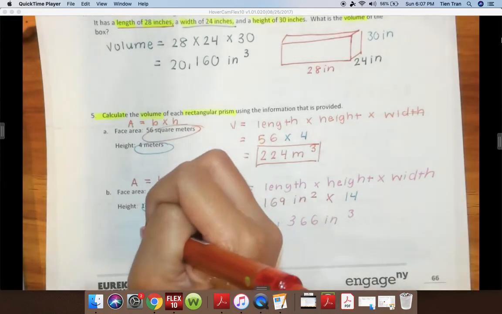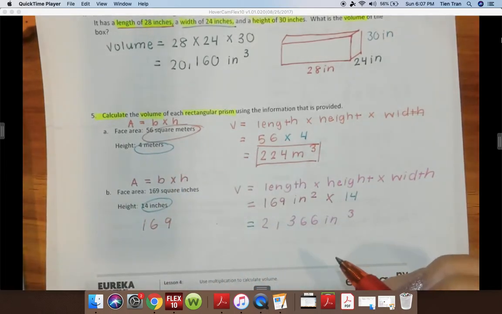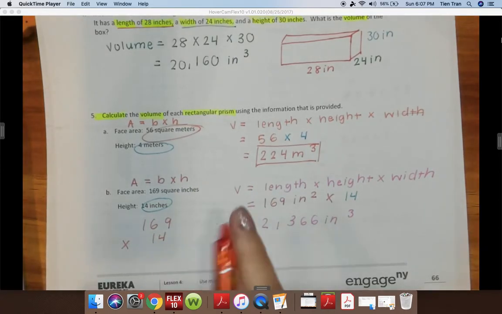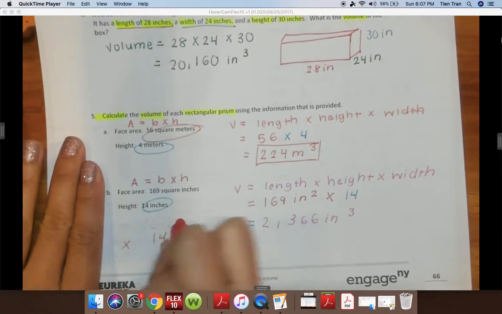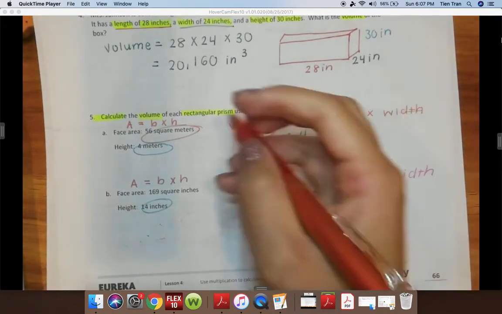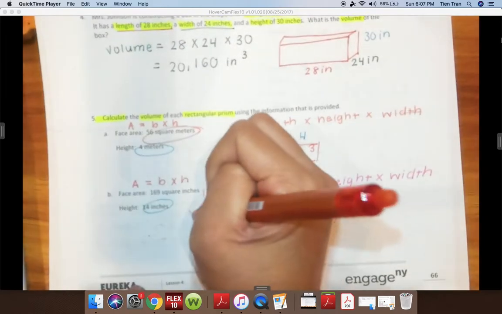So I have 169 and I'm multiplying it times 14. I don't think this is enough space. I'm going to move it up a little bit. I'll move it right here. 169 times 14.